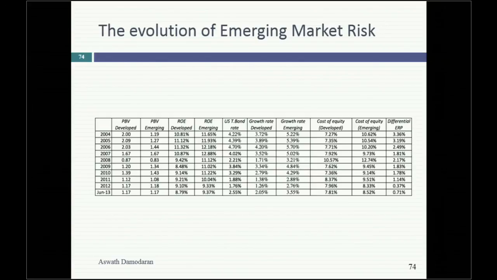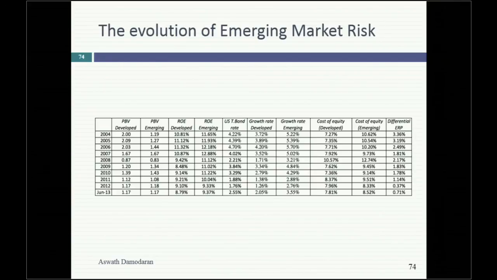So the way to read this is, take the second and last and third to last columns. That is like an implied premium, implied cost of equity. So in 2004, the implied dollar cost of equity for developed markets was 7.27%, for emerging markets was 10.62%. The market was charging 3.36% collectively for emerging markets. That makes sense, they're riskier. Take a look at that number as you go through 2008, it jumps back up again. 2008 through 2012, you look at that premium, the number is almost going towards zero.